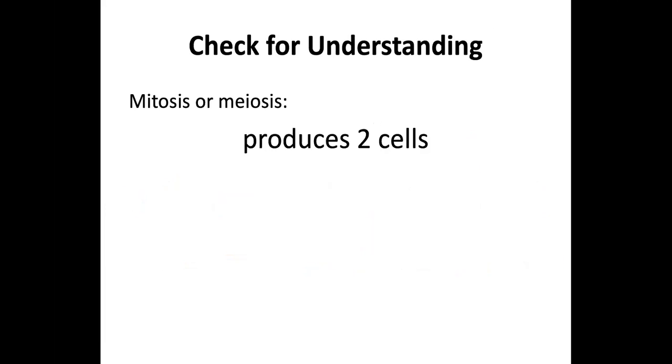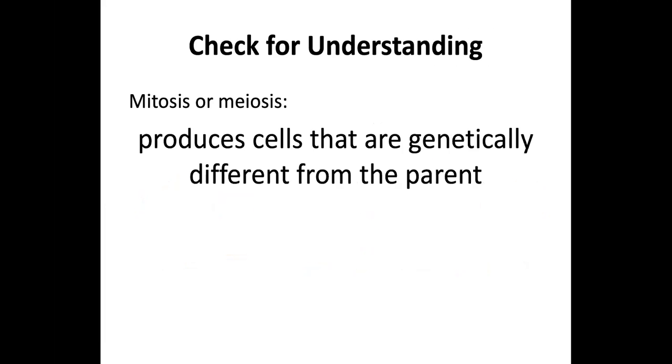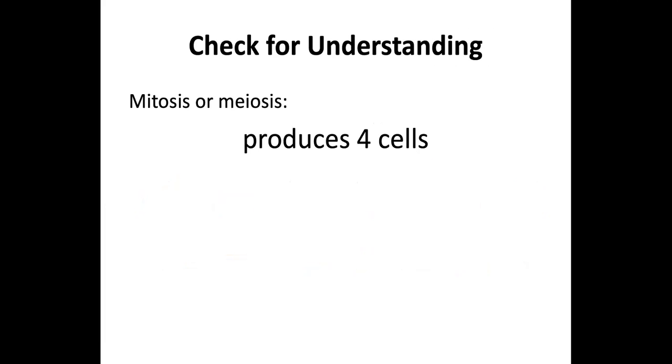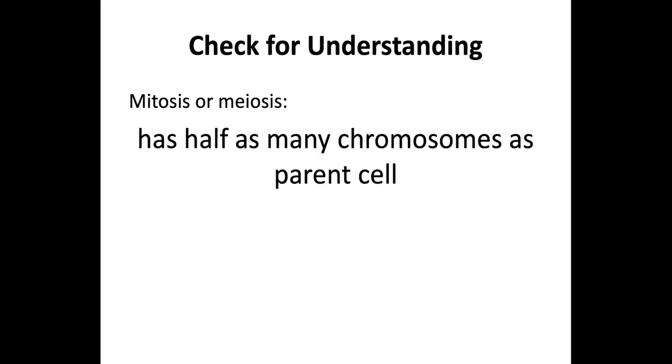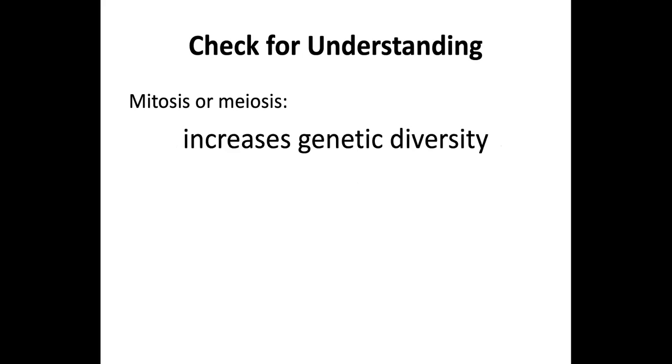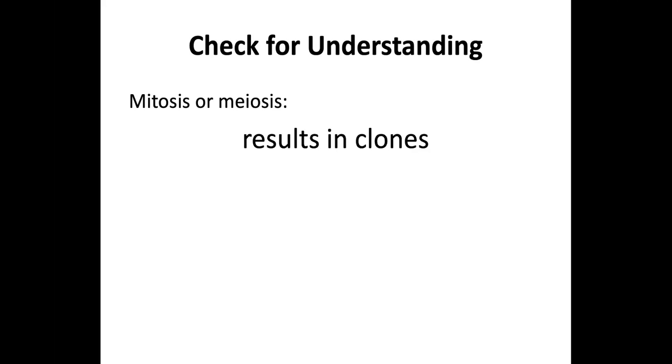All right, mitosis or meiosis produces 2 cells. Mitosis produces cells that are identical to the parent, genetically different from the parent. 4 cells. Chromosome number is the same as the parent. Half as many. Increases genetic diversity. Very good. Chromosome number is divided in half. Results in a clone. Mitosis.